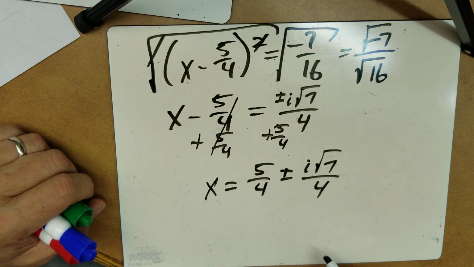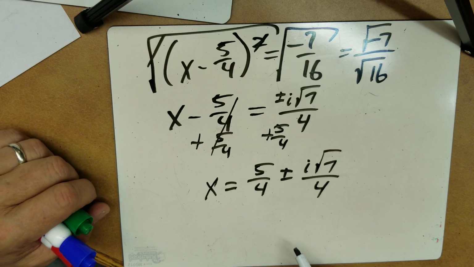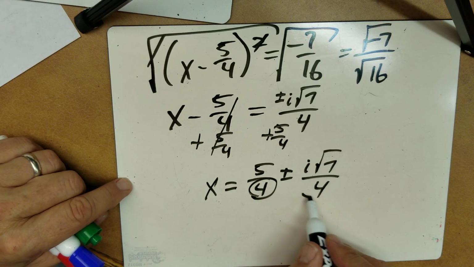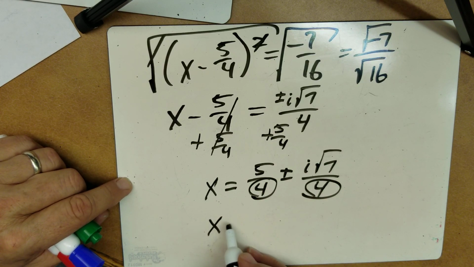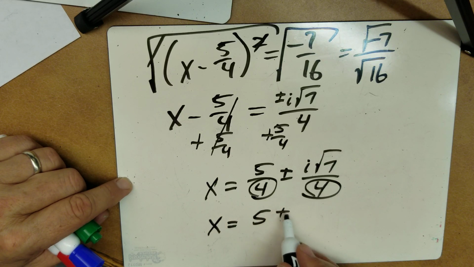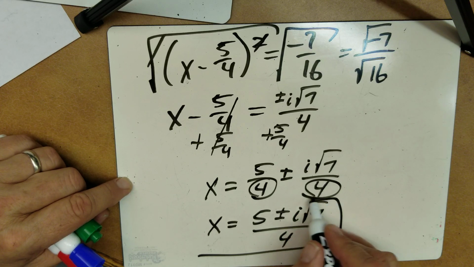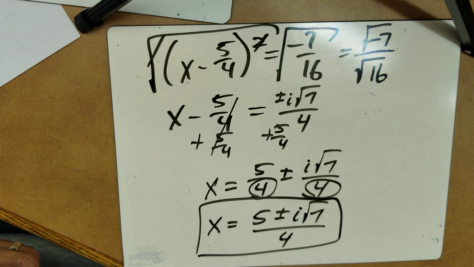God, that's an ugly answer. We can make it a little bit nicer when we realize that since they have common denominators of 4, I can just write the whole thing over 4 like this, and this will be my answer over 4. Boom, there it is. An ugly answer, but it works, all right?